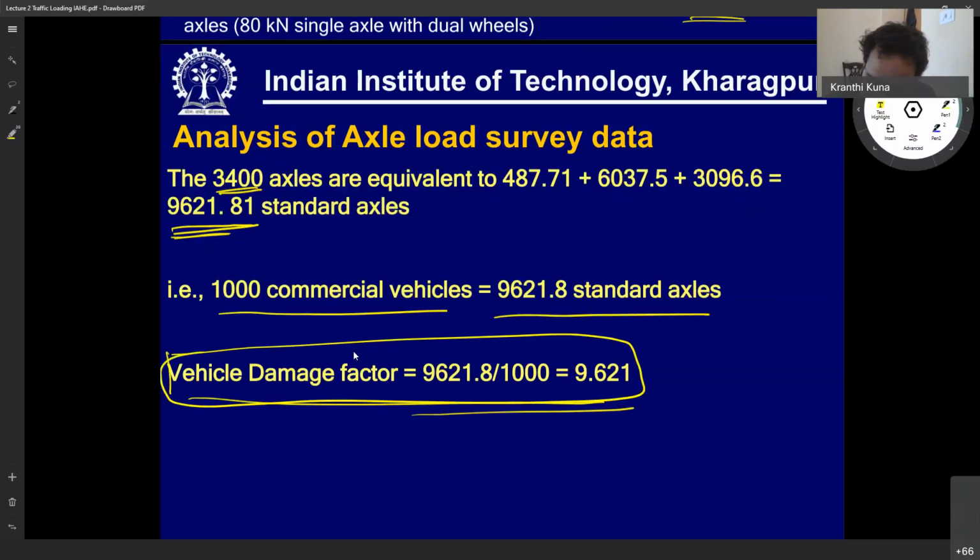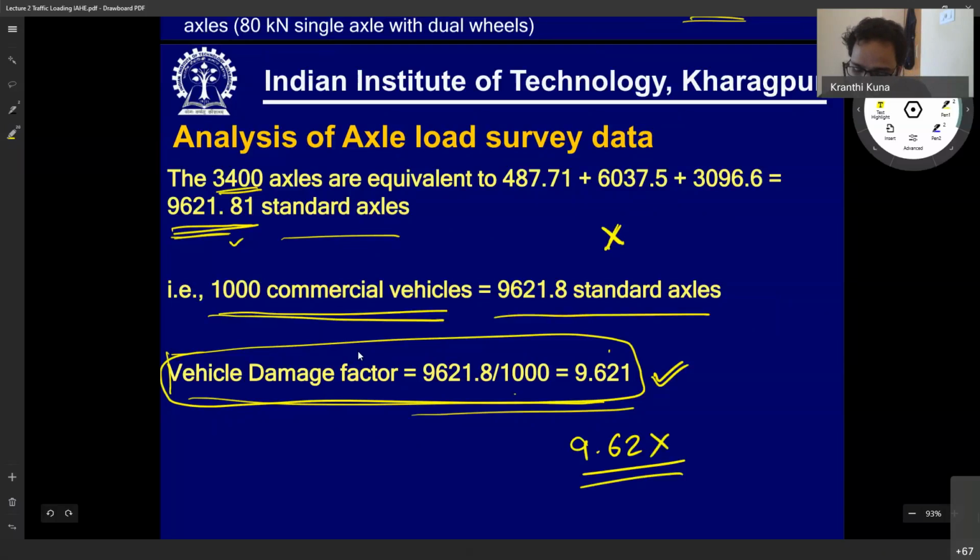Vehicle damage factor is 9621 standard axles divided by 1000, because you have surveyed 1000 commercial vehicles. So on average, if a standard axle causes X damage, each vehicle on average is causing 9.62 times X damage. That is what vehicle damage factor is.